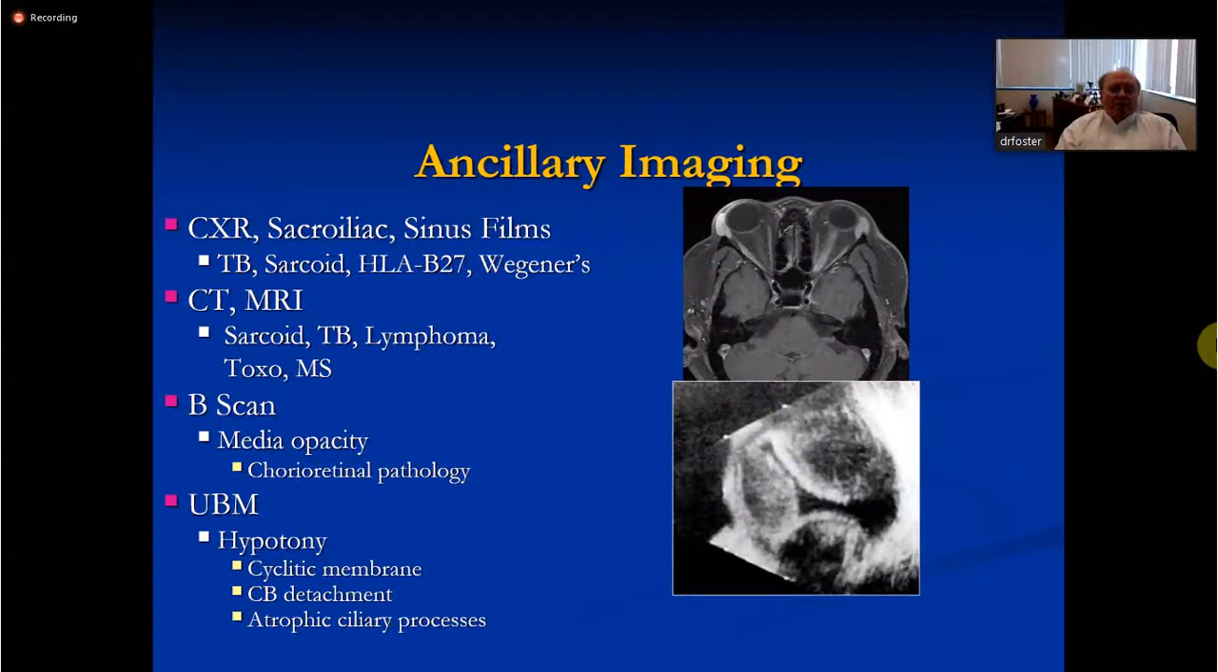Chest X-ray, sacroiliitis, sinus films. Wegener's, sarcoid, and B27 associated disease are the usual suspects. CT scanning and MRI scanning can be used to dig deeper, and a B-scan is going to show retinal pathology in the person who has these kinds of things.